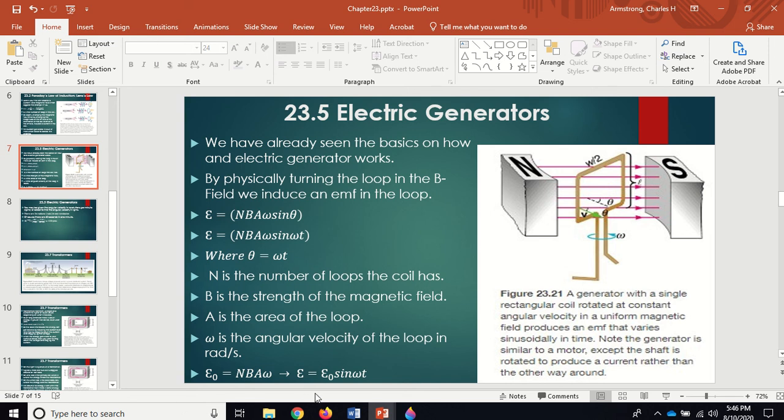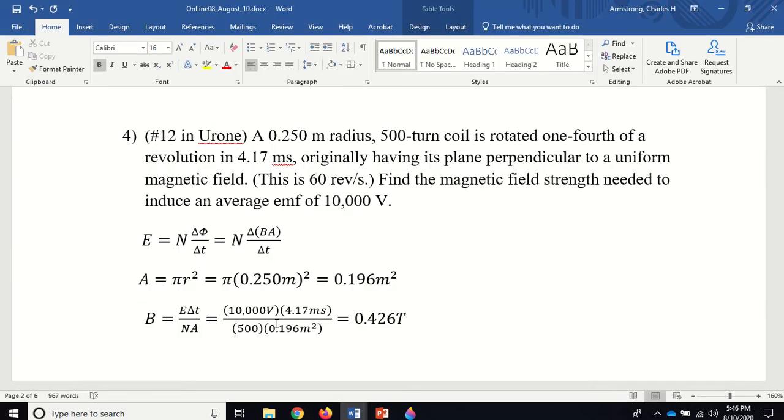So your change in magnetic field is simply the 0.426 Teslas. You put that many Teslas in there, you've got it so that it goes through that quarter spin in 4.17 milliseconds. You've got this area here. Then you're going to induce 10,000 volts, which will be the maximum voltage at that point.